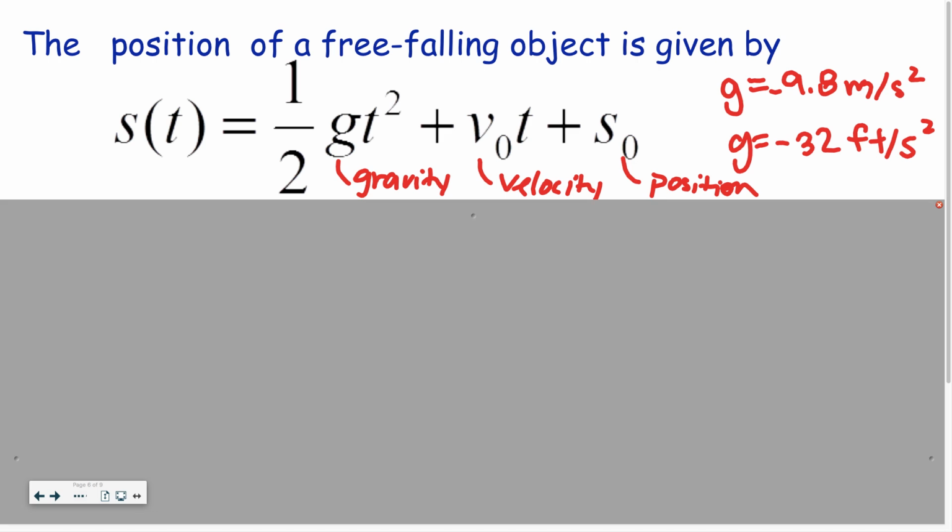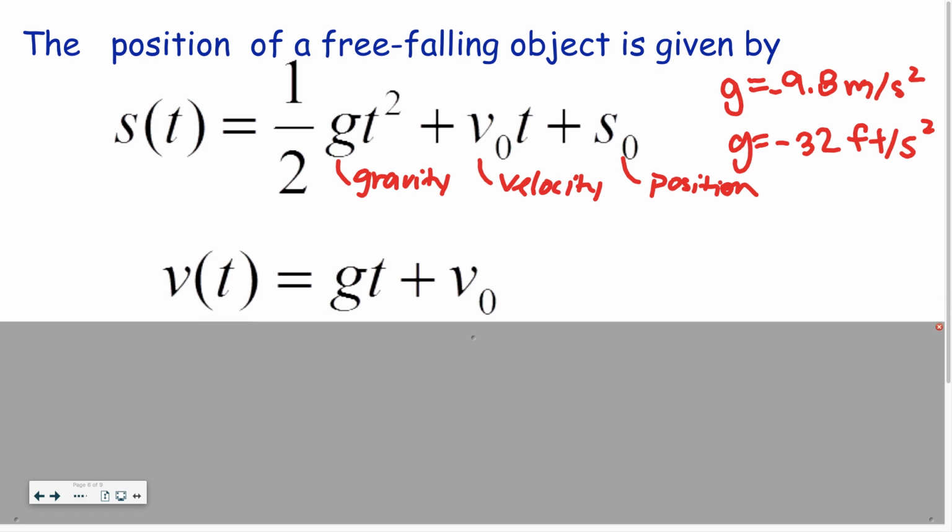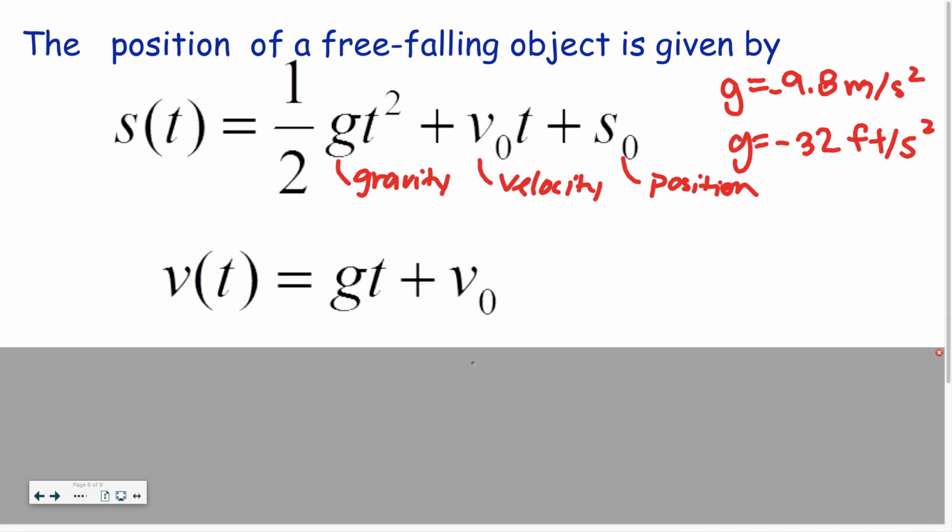Now, the velocity equation, don't write anything down yet, but this is the velocity equation. Make an observation. It's the derivative. Does this make sense when we did physics a couple weeks ago? Okay, the velocity is the derivative of the position.